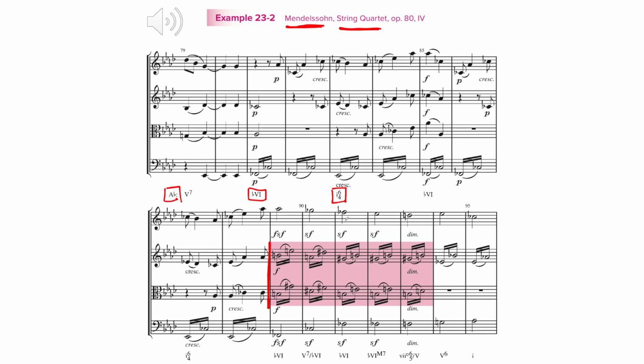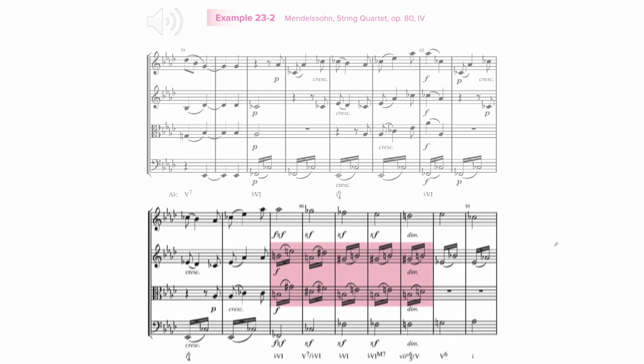First violin and cello are written in A flat major or in A flat minor, but the middle voices are written in another key. We are going to talk about it. Let's have a listen to the excerpt. Let's take the lower system and make it bigger.